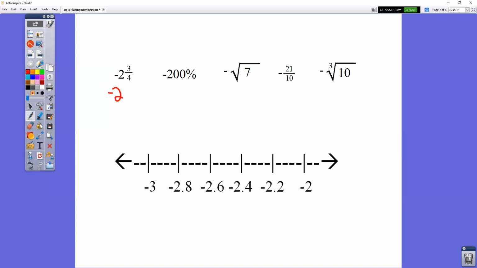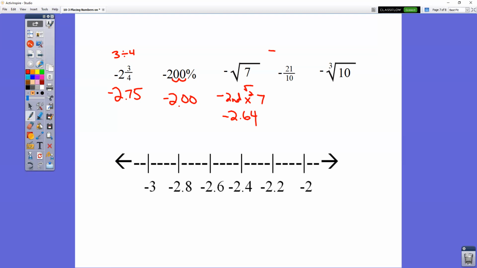First thing that I'm going to do is change them into decimals. So top divided by bottom, 3 divided by 4. This is -2.75. -200%, move our decimal point 2 places to the left. That just becomes -2, or you could say -2.00. The negative square root of 7, again, you're going to type in negative, second, x squared, and then your 7. When you do that, you get -2.64 approximately.